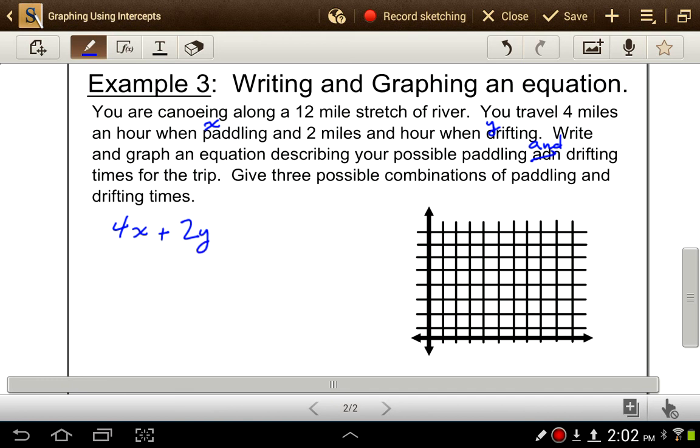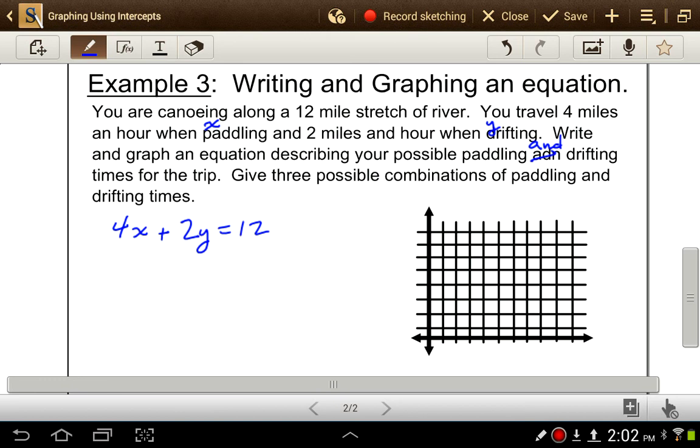Okay, and when I get that all done, I went on a 12-mile stretch, so I want all of that to equal 12. So when you're looking at these problems and you have 2 things that are going on, paddling and drifting, that is going to give you 2 variables, okay, and then you just set them up as an equation, equaling, in this case, how many miles I want to go, which is the 12 miles.